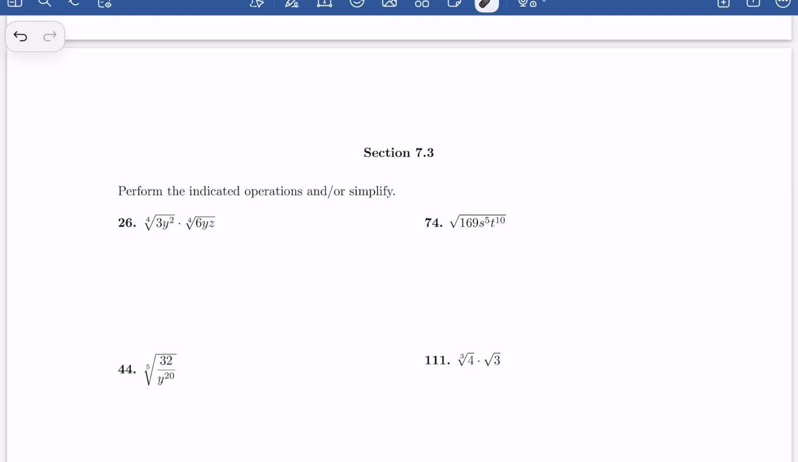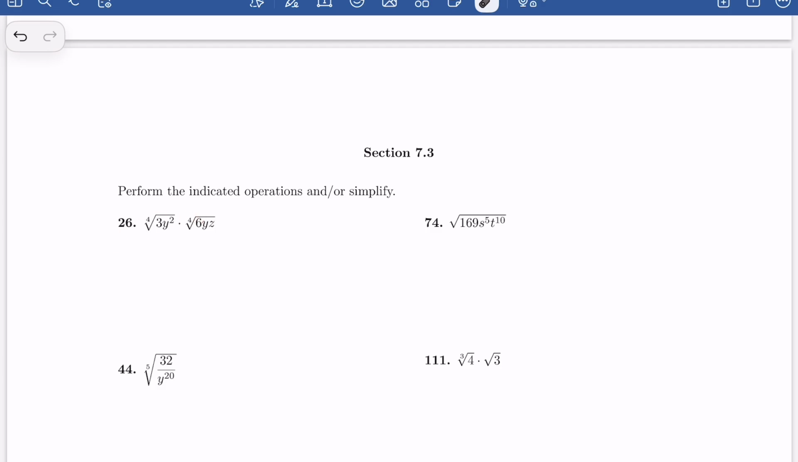All right, so this brings us to our last section in this video. In section 7.3, we're going to be looking at simplifying radical expressions using the distance formula, so finding the distance between 2 points and graphing a circle. So let's start with these four examples here. We want to perform the indicated operations and simplify if possible. So let's get this first one.